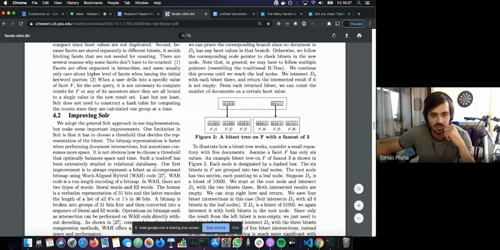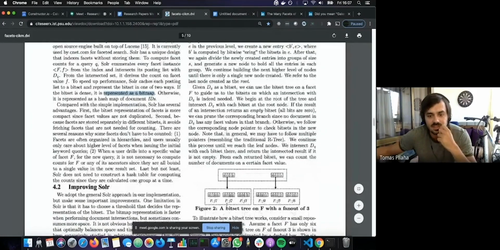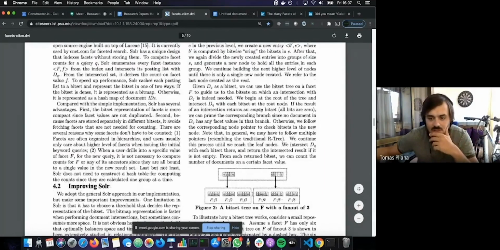So this is one additional optimization they do on top of Solr, and then there's another one when they build these bitset trees. So here's an example of how they're built when the whole data set size is 5. For each unique facet value, they have a bitmap that represents the posting list for that facet. Then they create some groups. So 3 here is a fan out parameter, some parameter for building this tree. So they group all the facet values into groups of 3.